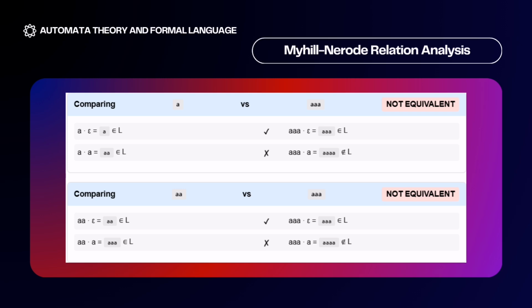So the fifth one is A equivalent with triple A. Let's try adding A as our ending z. A followed by A is double A. Is double A in our language? Yes. Triple A followed by A is quadruple A. Is quadruple A in our language? No. So again, they are not equivalent.